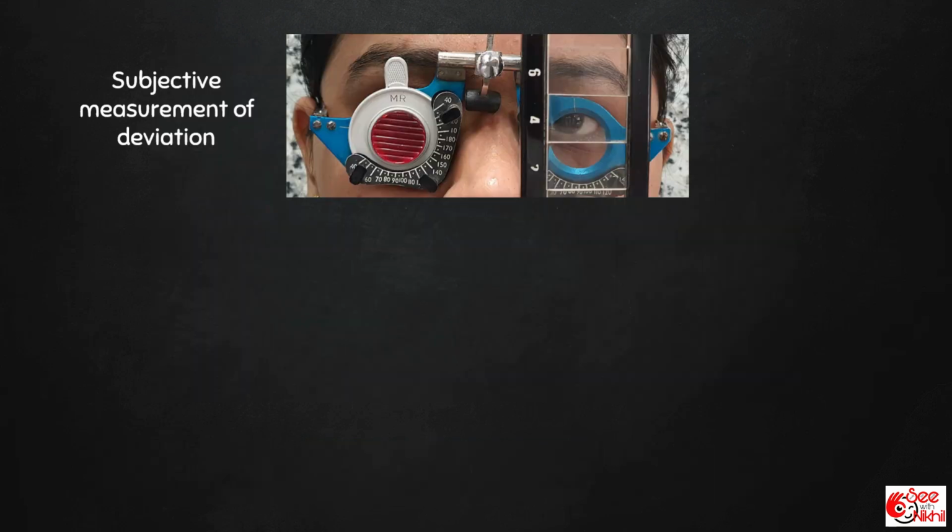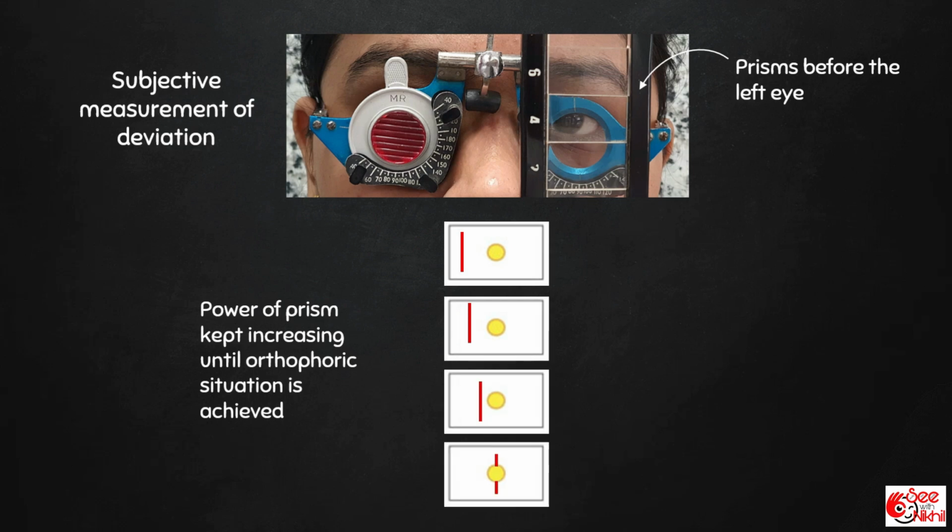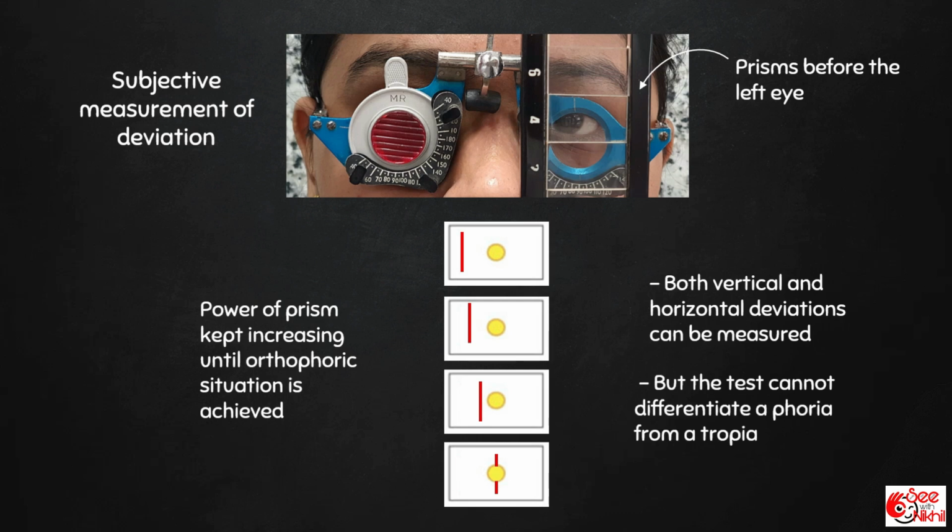Subjective measurement of deviation can be done using Maddox rod. For this, Maddox rod is placed in front of one eye and prism in front of the other eye, and the power of prism is kept on increasing until the images overlap. The power with which orthophoria is achieved will be the measure of subjective deviation. Both vertical and horizontal deviations can be measured, but the test cannot differentiate a phoria from tropia.